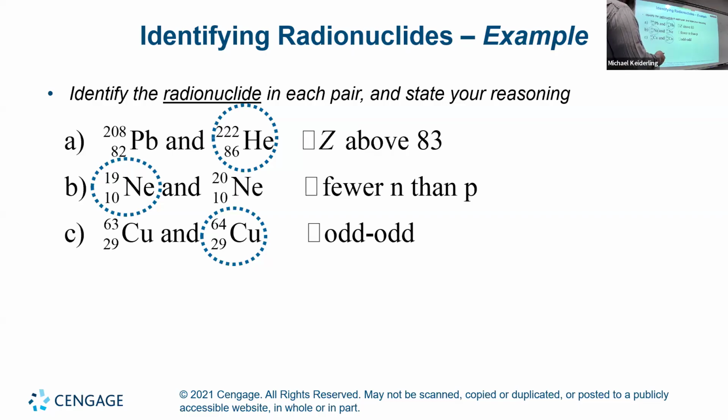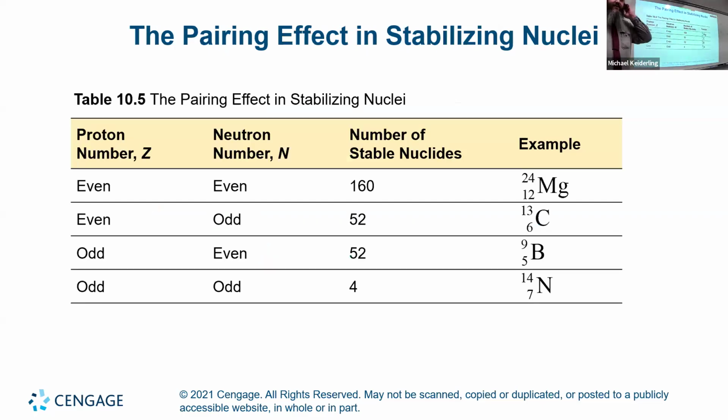Neon-19 has fewer neutrons than protons, so it's going to be unstable as opposed to neon-20. And copper-63, 29 versus copper-64, 29. This is odd-odd. This has an odd number of both protons and neutrons. Turns out odd numbers of protons and neutrons are just less stable. It has to do with how they interact. So even-even tends to be stable. Even-odd is sometimes stable, and odd-even also often has a decent number of stable nuclides, but odd-odd only has a few, 4.